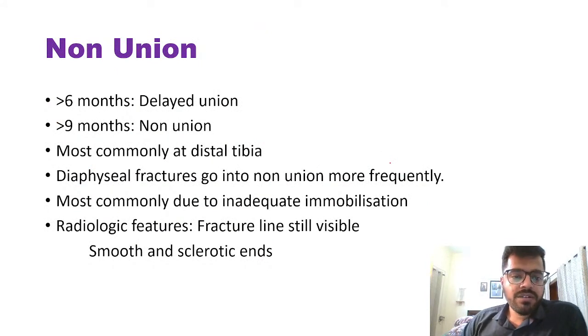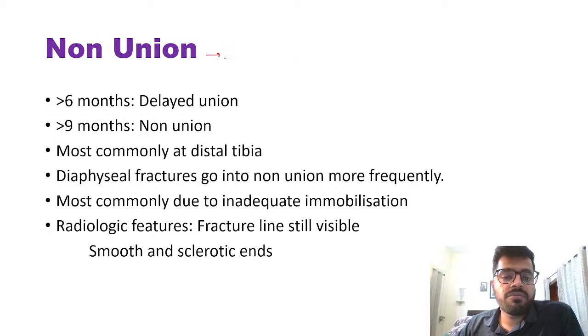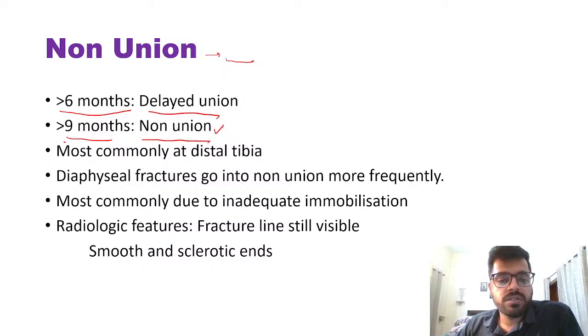How do we define non-union? There are no strict definitions. There are some fractures that we know will go into non-union, so we do not wait for a particular amount of time to label it as a non-union. But for question's sake, more than 6 months we say it's a delayed union, and more than 9 months we say it's a non-union. But this is not true in clinical practice.